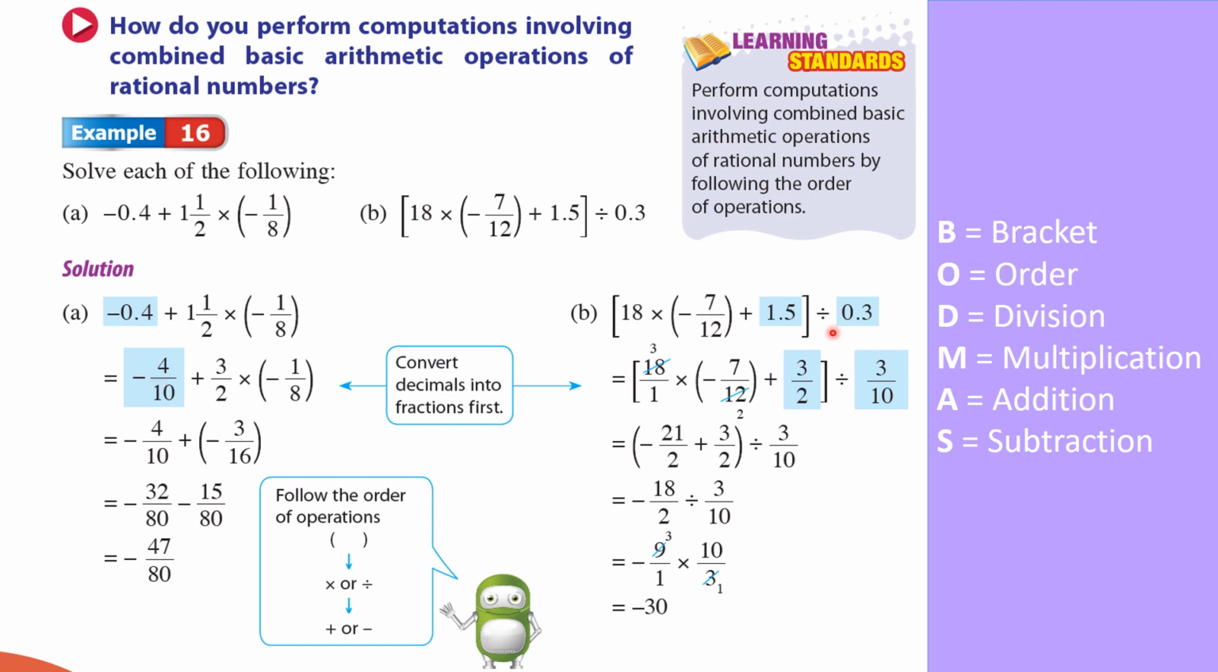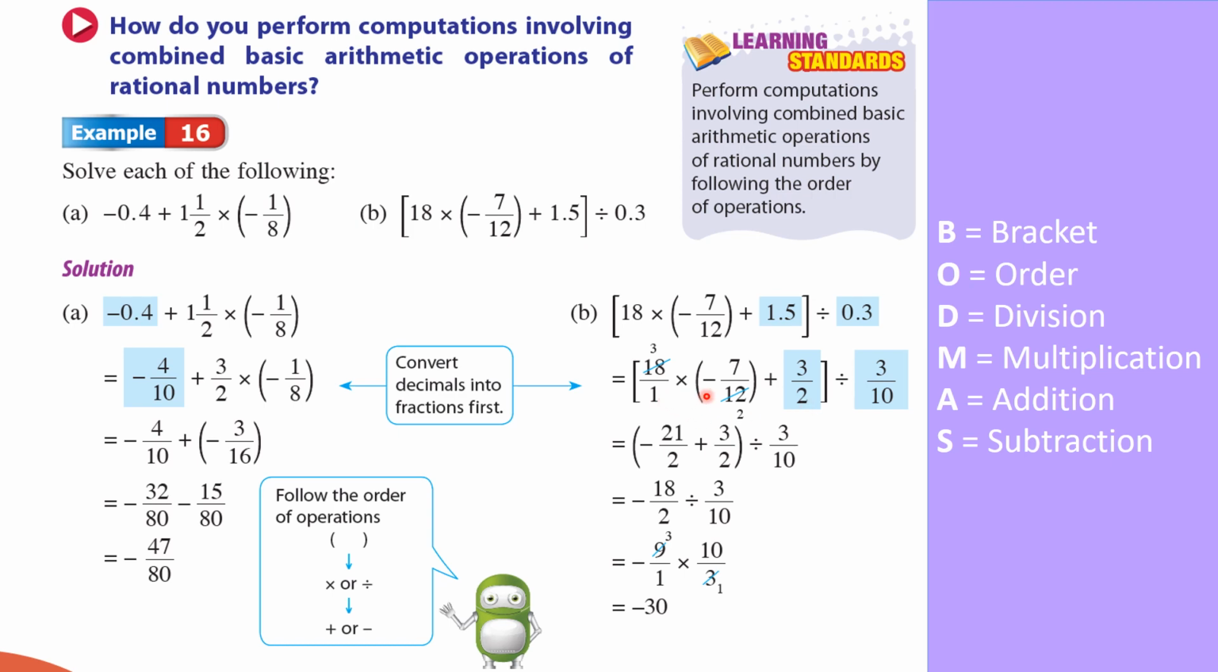Same goes with your question B. 18 multiplied by 97 over 12 plus 1.5 divided by 0.3. Change the decimal into a fraction. Okay, so you have done the first step to change it into a fraction. Next, we're going to do the bracket. Where's your bracket? Yep, you see the square bracket over here, square bracket over here. Alright, so we're going to solve the one inside the bracket.